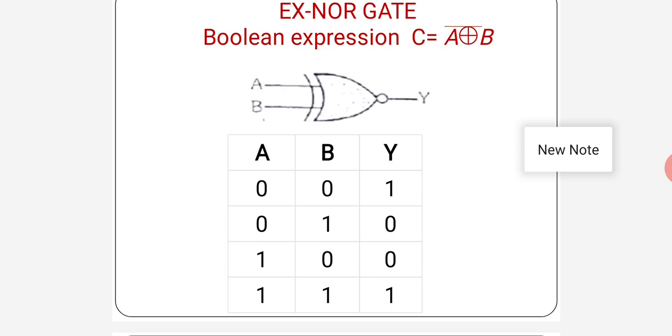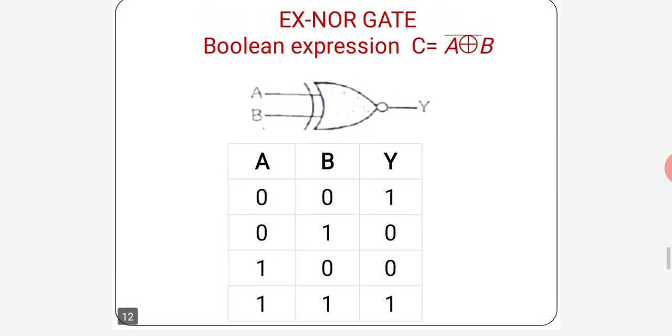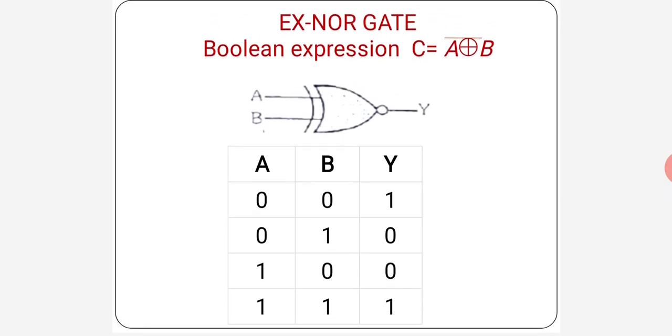So in exclusive NOR gate, the output is 1. The output is true. The output is high if both inputs are true or false. Just like in exclusive OR gate, we said that the output is true if exactly one of the inputs is true. So in this case, the output is true if both inputs are true or false. That is, if both inputs are 0 or 1.